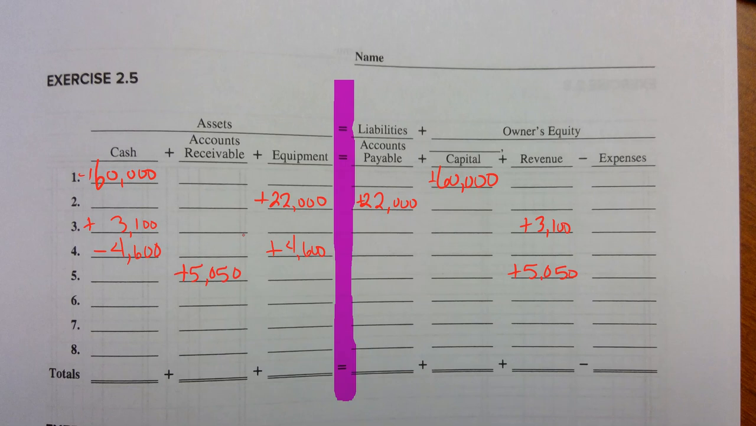to accounts receivable. Number 6, we paid salaries of $4,450 to employees. Easy, we're using cash for that. We paid salaries, so $4,450. That is called salaries expense, so it's an expense. And we are $4,450.